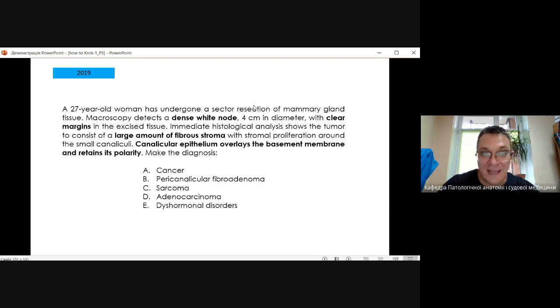Sure, we have no signs of atypia. We see that epithelium overlays the basement membrane and retains its polarity. That's typical epithelium. And fibrostroma. Altogether, that's fibroadenoma. Strong stroma, no atypism, fibroadenoma. All others must be excluded.